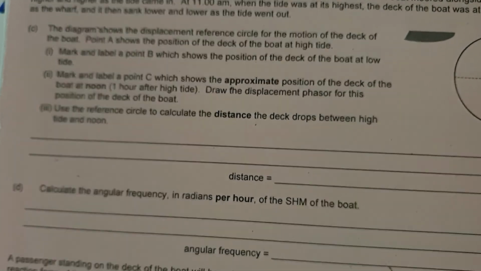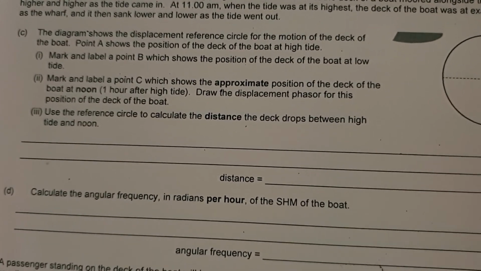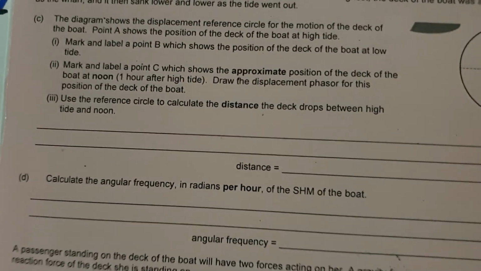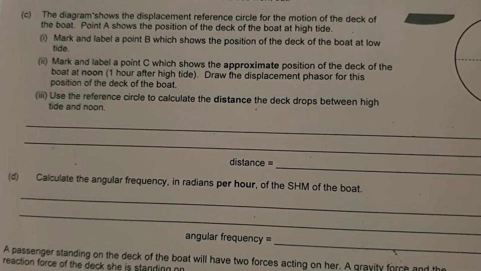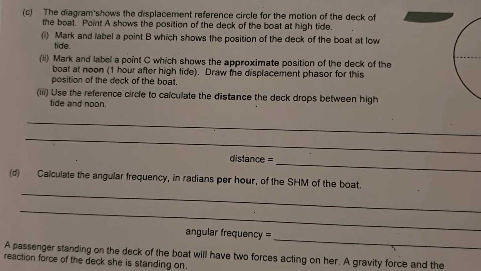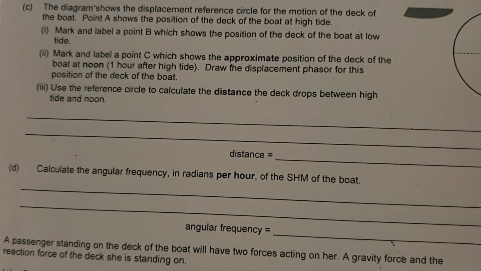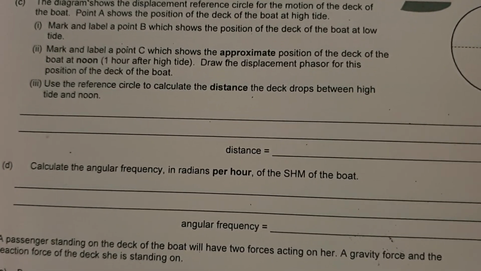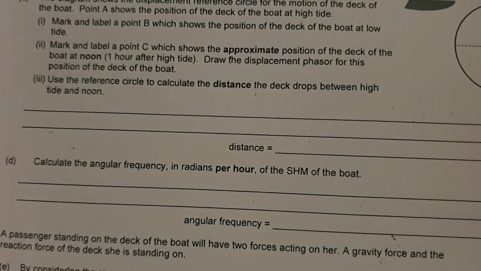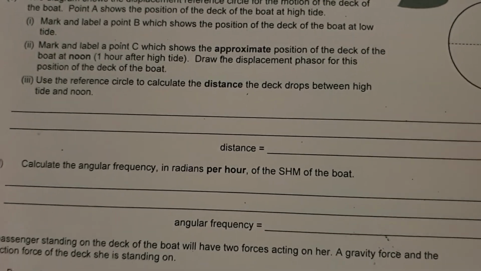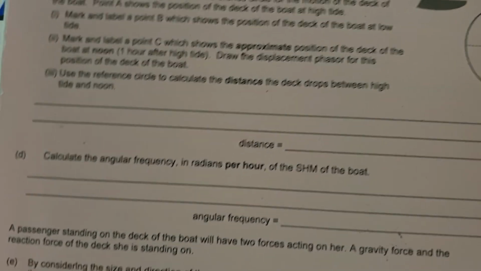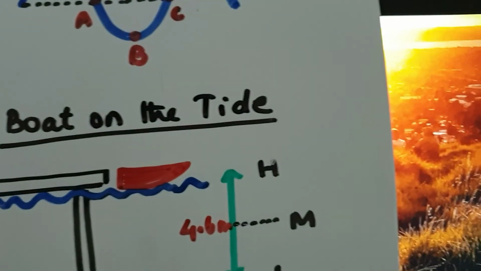And then what we have to do is mark point B for low tide and mark a point C where the boat would be 1 hour after high tide. And then we have to calculate the distance the deck drops, the deck of the boat, between high tide and noon.